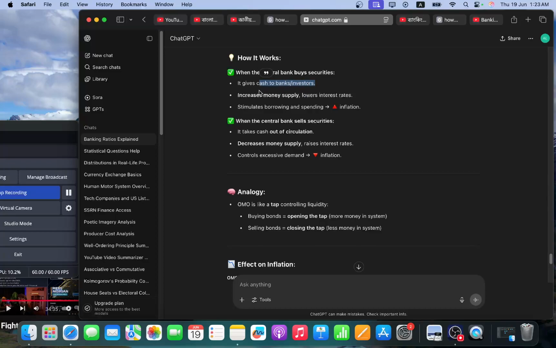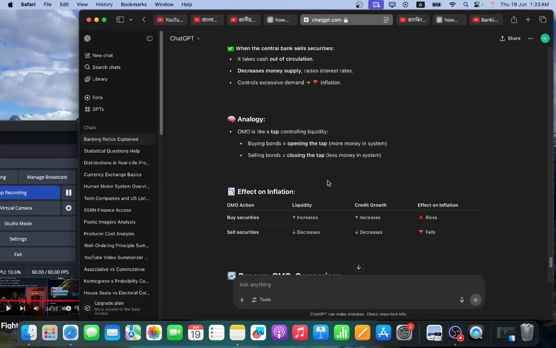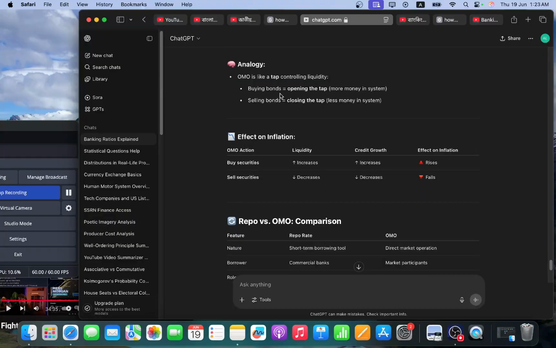What happens when the central bank buys something? It injects money, and inflation goes up. When the central bank sells securities, inflation goes down. Like a tap controlling liquidity: buying bonds is opening the tap, and selling bonds is closing the tap, so there is less money in the supply.